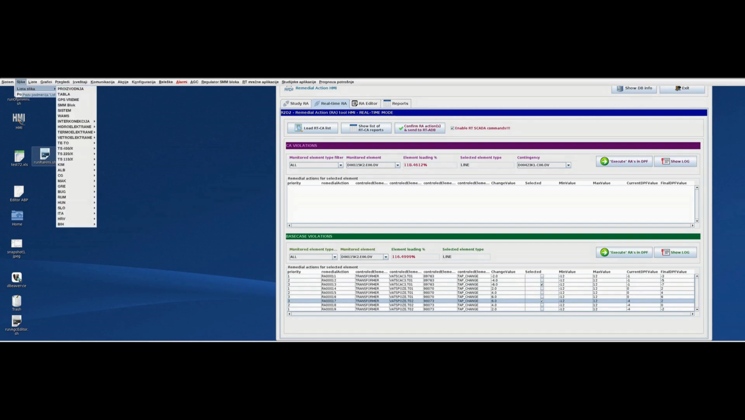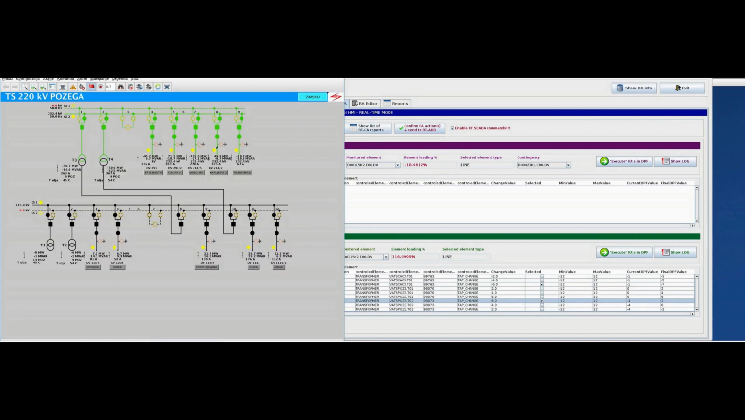So we will see that the tap positions on the transformer number 2 are going up, and they are at 9th position, and the voltage has risen to 115 kV, which is higher than we started with. So this remedial action was successful and the base case violation was solved.